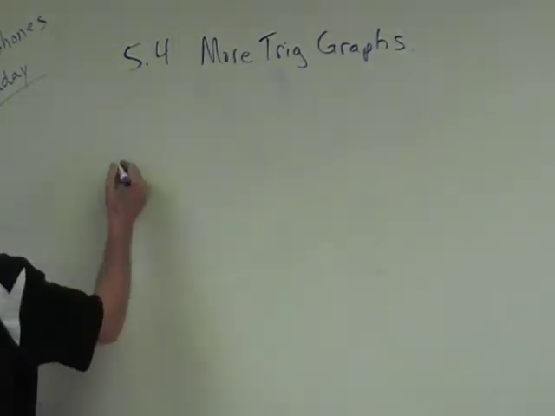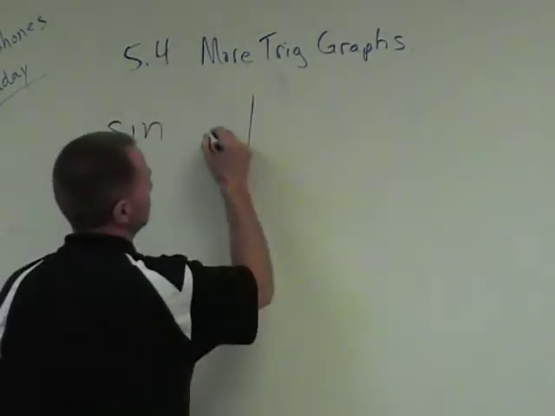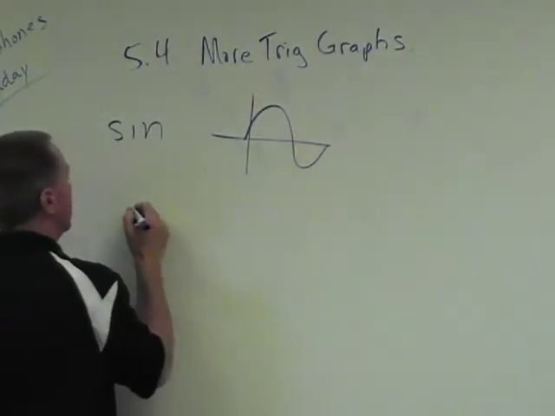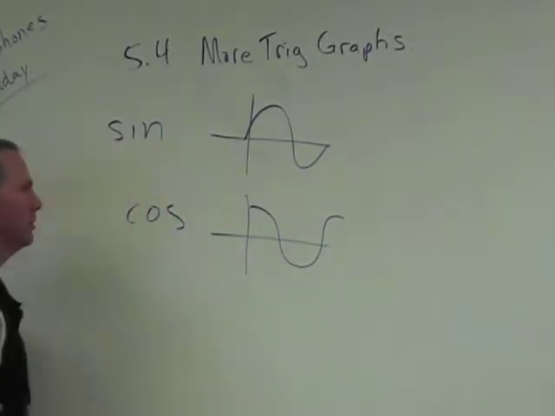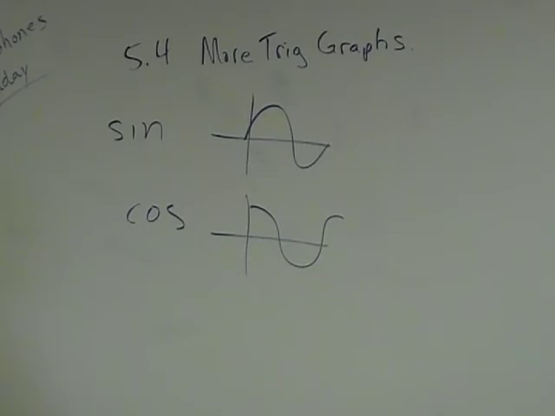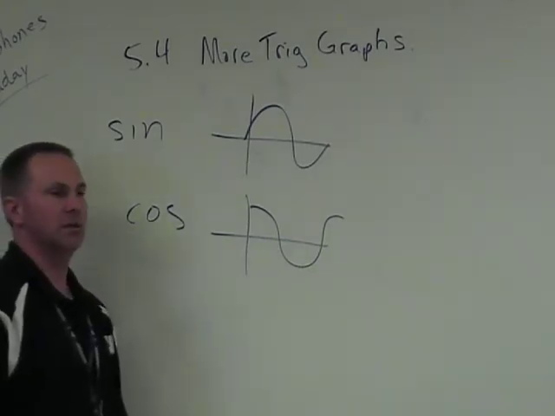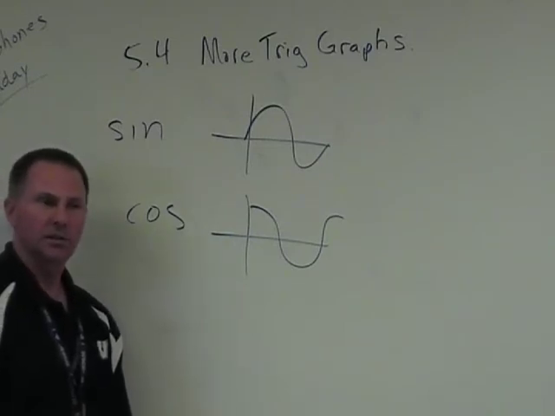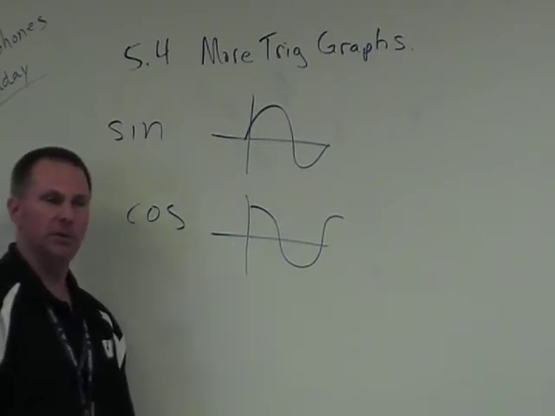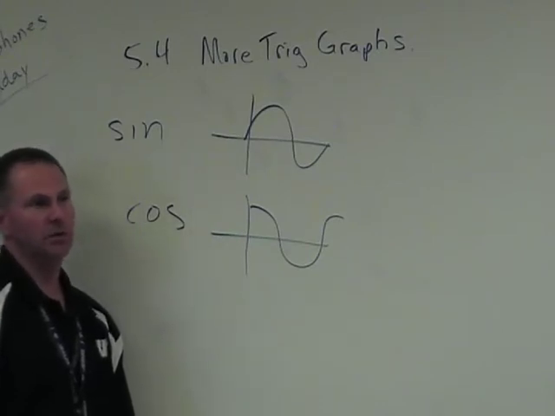So far, all we have done is the sine function and the cosine function. Those are those graphs. Well, there are six trigonometry functions: the cosecant, the secant, the tangent, and the cotangent. So we need four more. Today we're going to do the cotangent and the tangent. Monday you will do cosecant and secant.